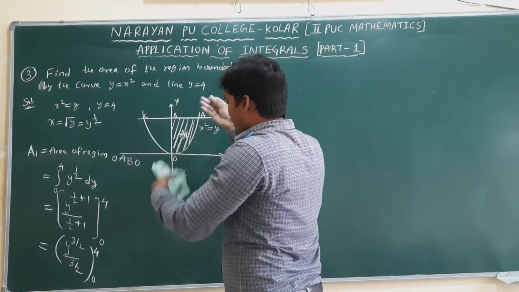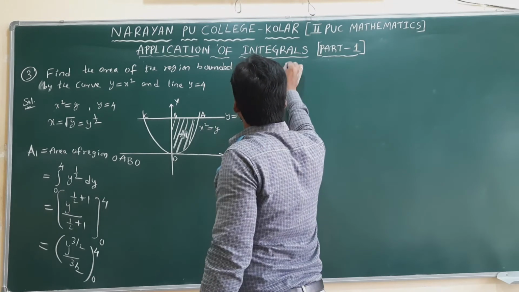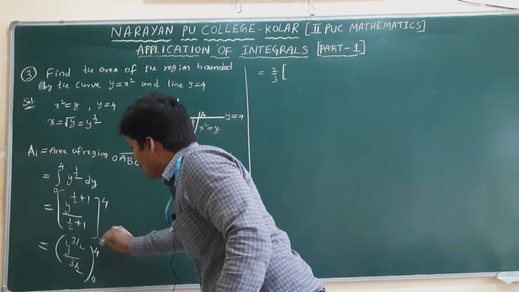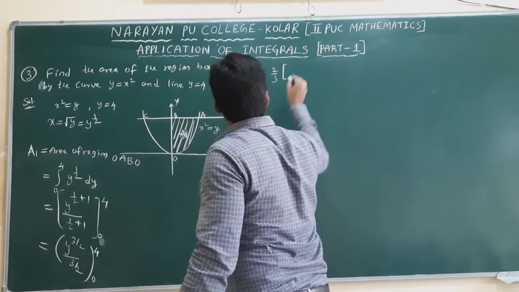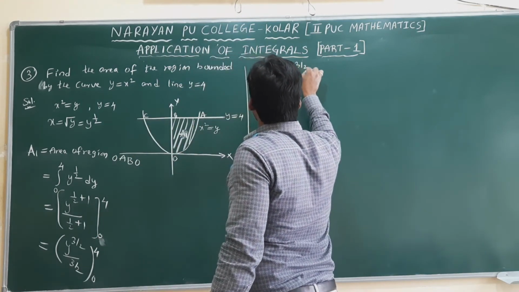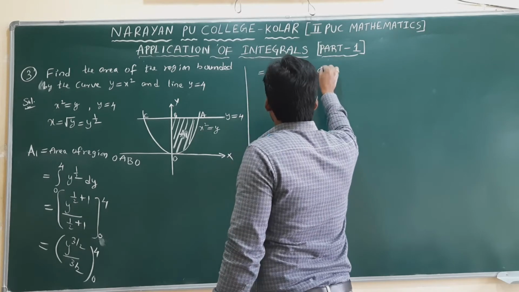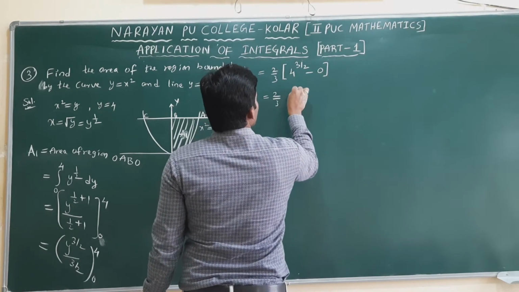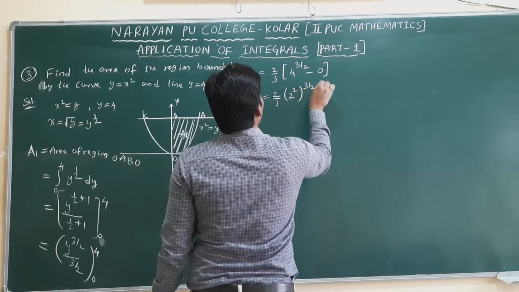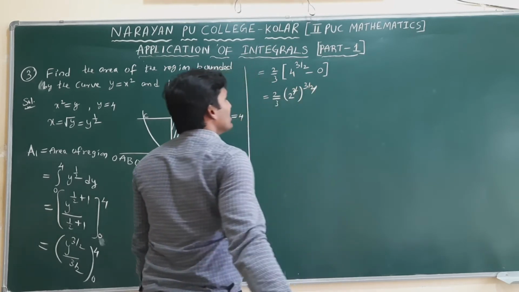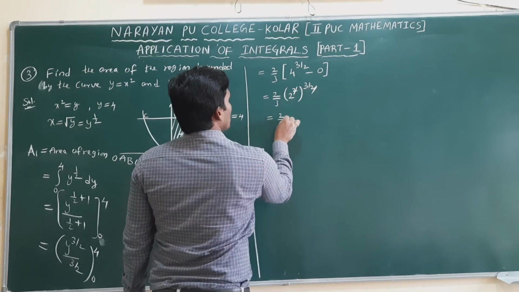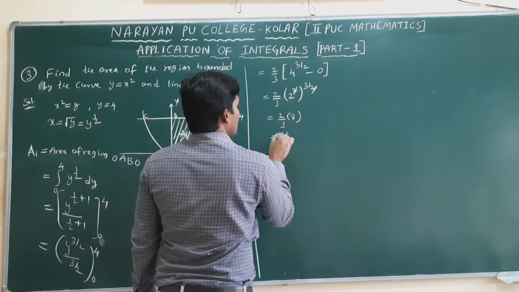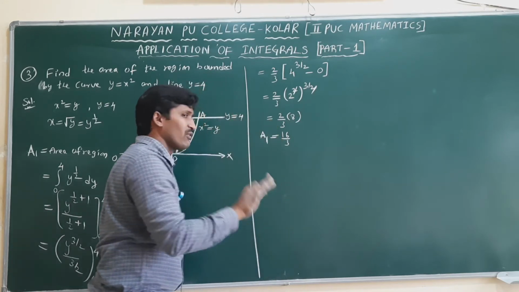Now 3 by 2 reversed, that is 2 by 3, comes outside. Substitute the upper limit in the place of y: 4 power 3 by 2 minus the lower limit 0. 2 by 3, and this 4 you can write as 2 square, whole power 3 by 2. The 2s cancel. 2 by 3 into 2 cube is 8. What is the value? 16 by 3. This is A1 only.